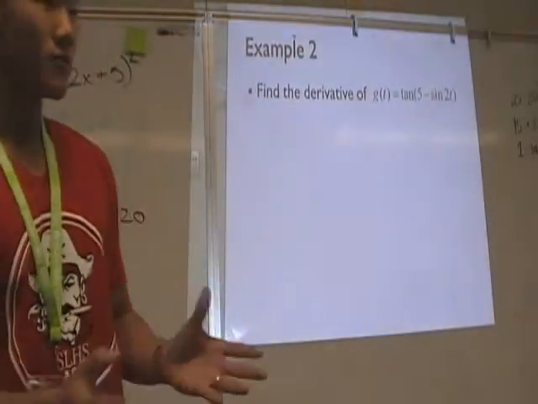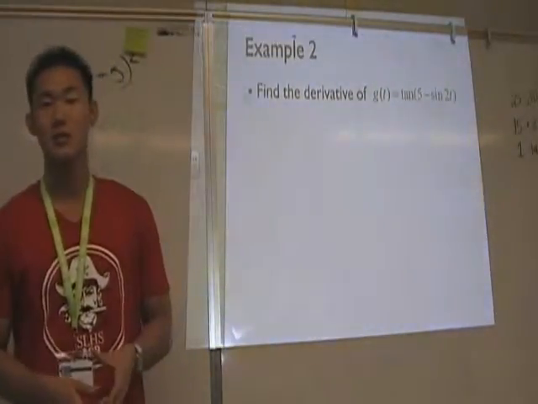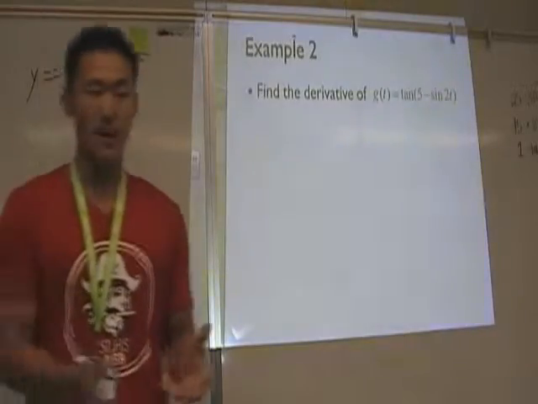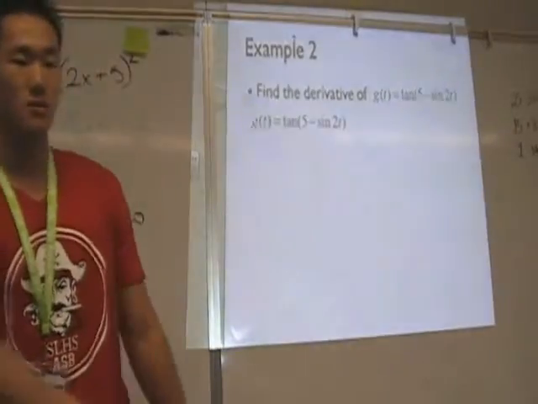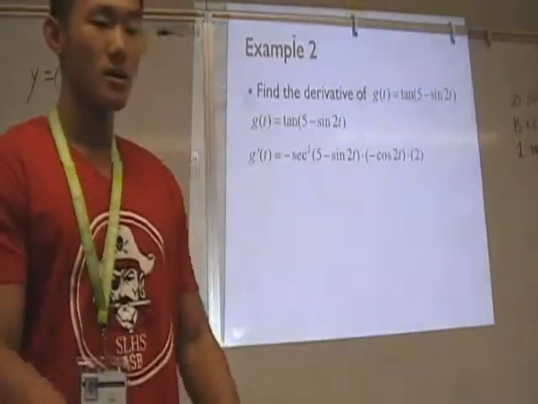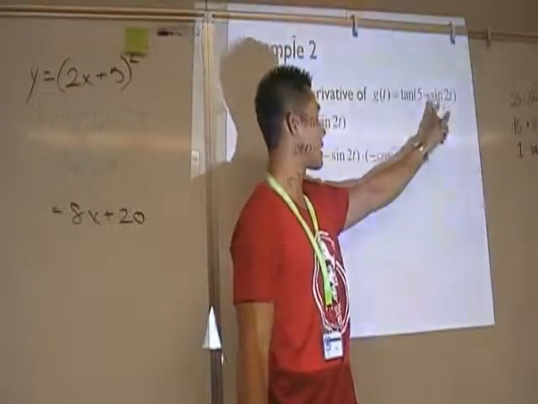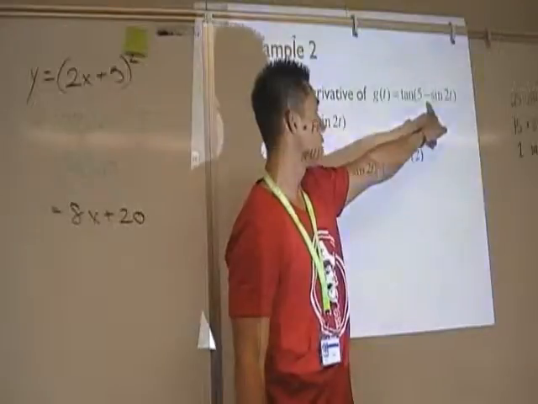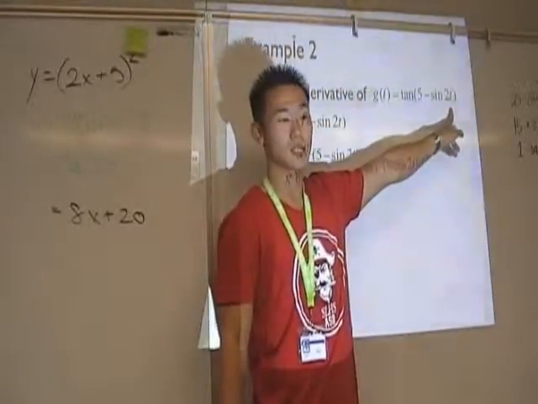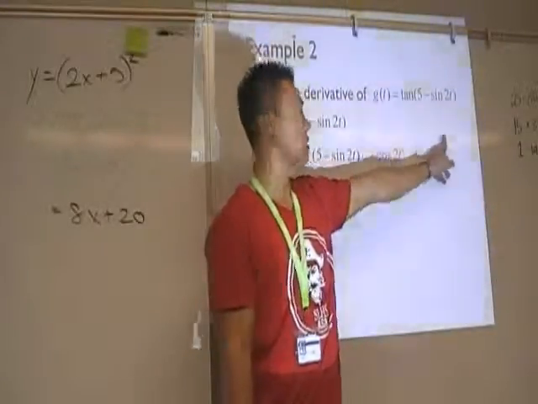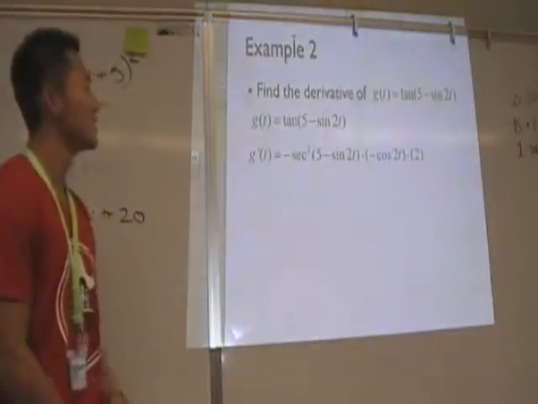So, first thing we're going to do is take the derivative of the tangent part, which is secant squared x. So we're going to do secant squared of 5 minus sine 2t times the derivative of the inside. Now when you do the derivative of the inside, that's 0. So negative cosine of 2t, but then you got to do the chain rule again to take the derivative inside this function. And that's 2. Oh my god, it's an inception.